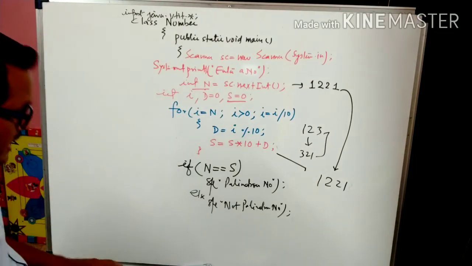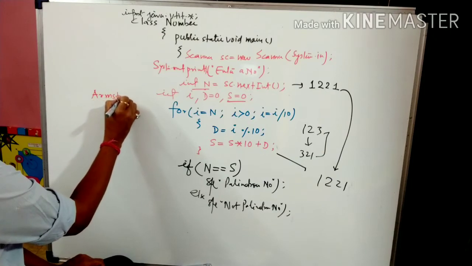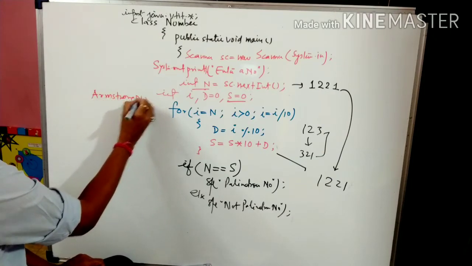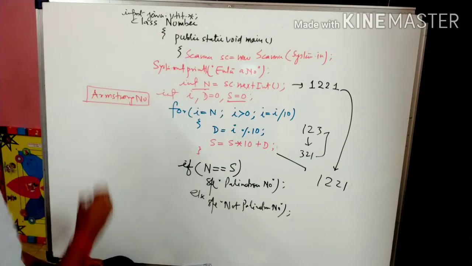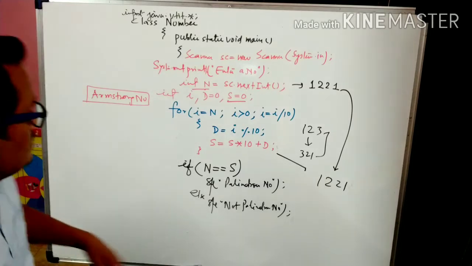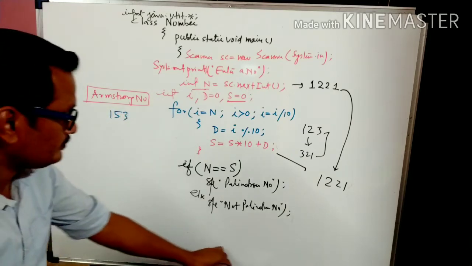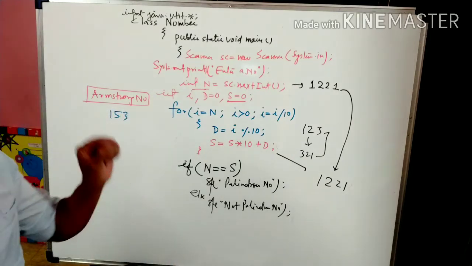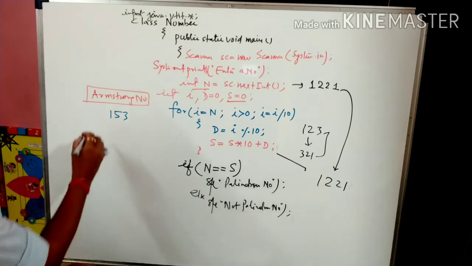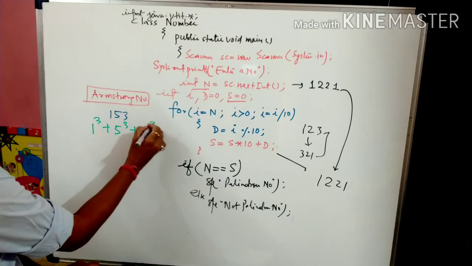Input a number and check whether number is an Armstrong number or not. A-R-M-S-T-R-O-N-G. Armstrong number or not. What is Armstrong? Suppose this is a number, 153. Addition of cube of each digit. So this is the addition of cube of each digit.